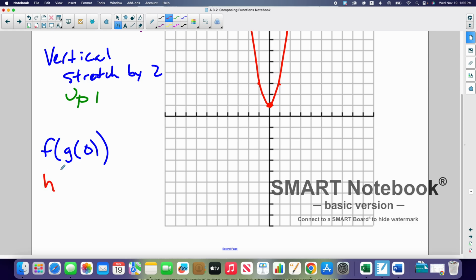Do h of f of 2. And I want you to do g of h of 1. Okay? I want you to do those 3. Using the graphs that we graphed, actually you have equations as well, but I want you to see if you can answer those 3 questions. Don't use the table. You're using the graphs that we have on the graph paper.